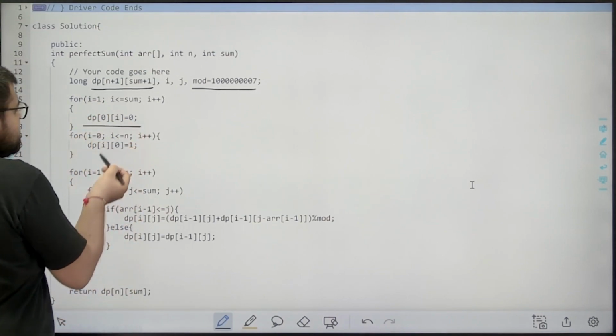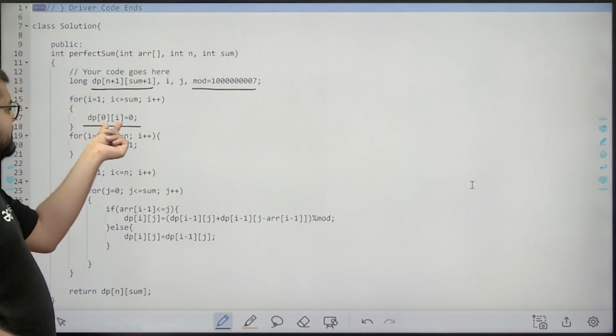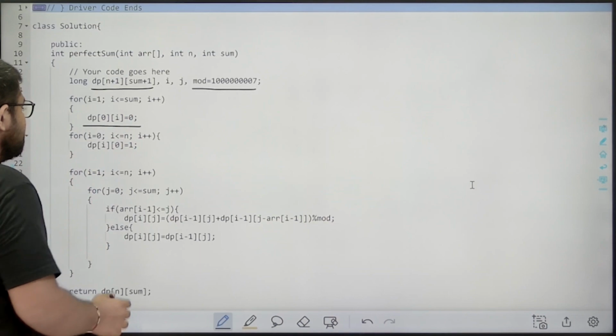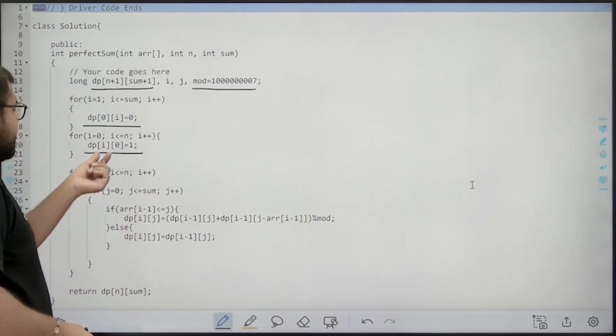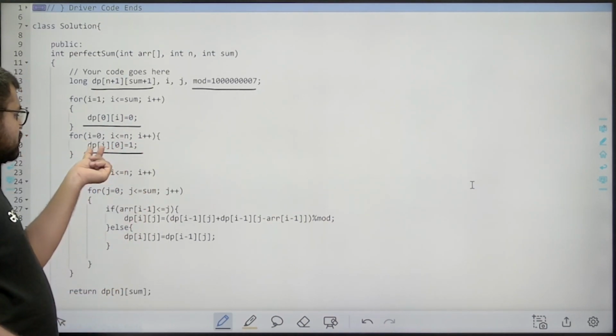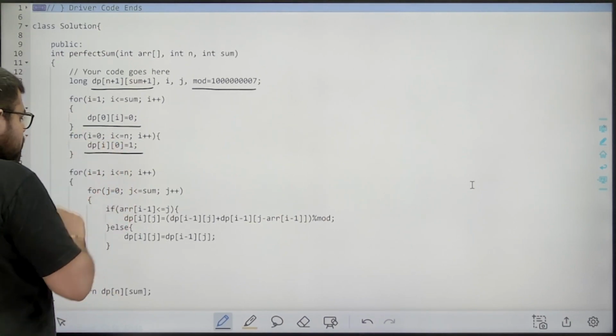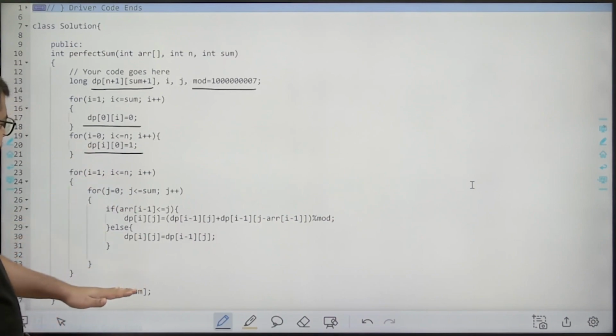What does this base case represent? If the number of remaining elements is 0 and if the remaining sum is greater than 0, then there are 0 possibilities. This is also the base case. If I want to achieve a sum of 0 using the first i elements, there is only one possibility, the empty subset. So by default it would be 1. Okay, then I have filled the remaining table.